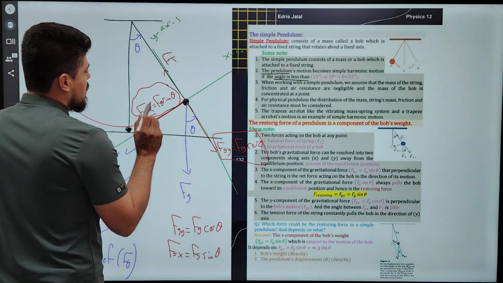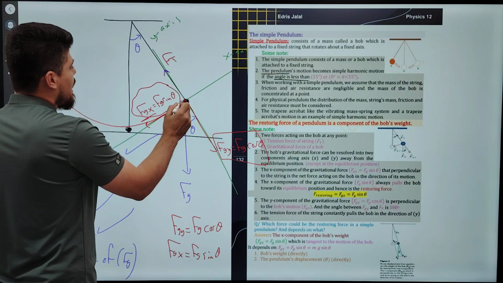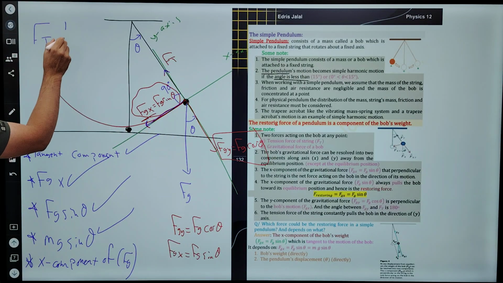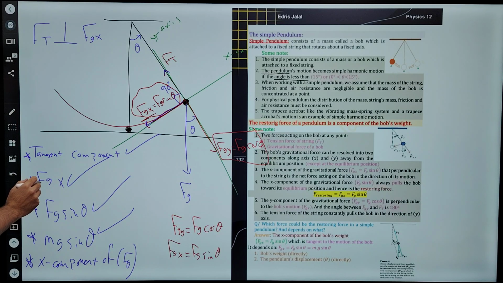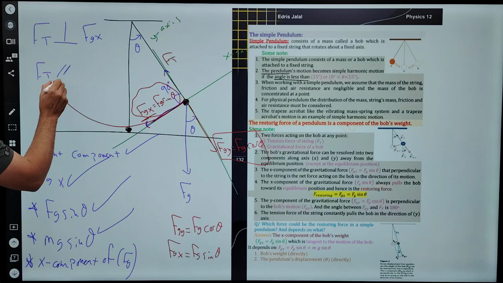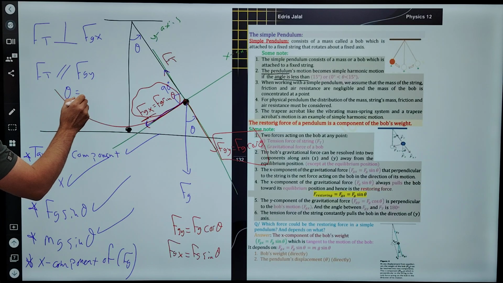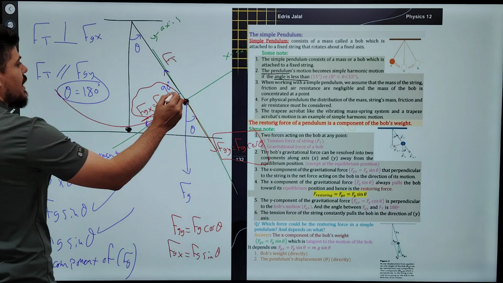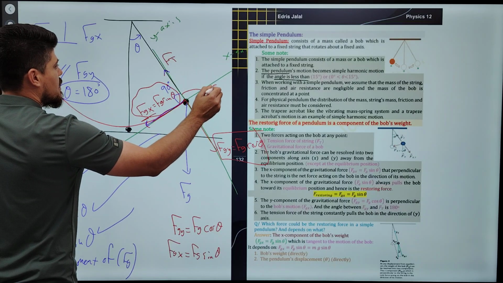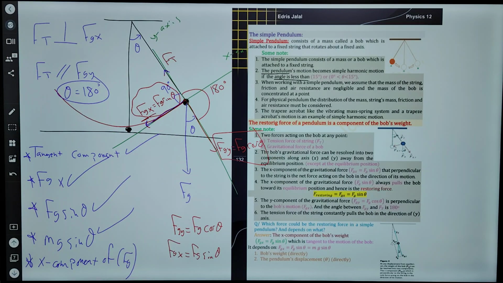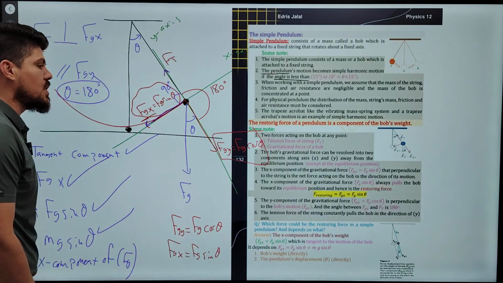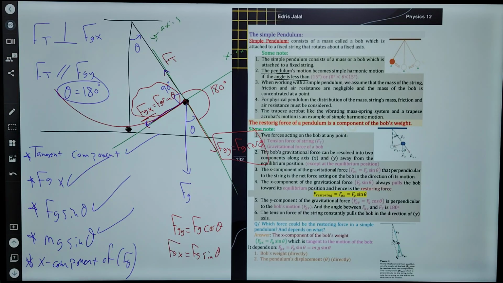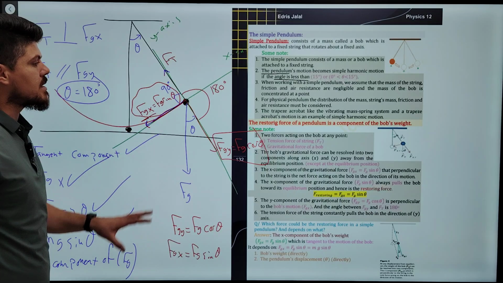So, in this case, what is the angle between Ft and Fgx? Ft and Fgx are perpendicular to each other. But Ft is parallel to Fgy, and the angle between them is 180 degrees. The angle between Ft and Fgy is 180 degrees. So it is very important. In that case, Ft is equal to Fg cosine theta. So the tension force is always directed upward because the string provides this tension force.